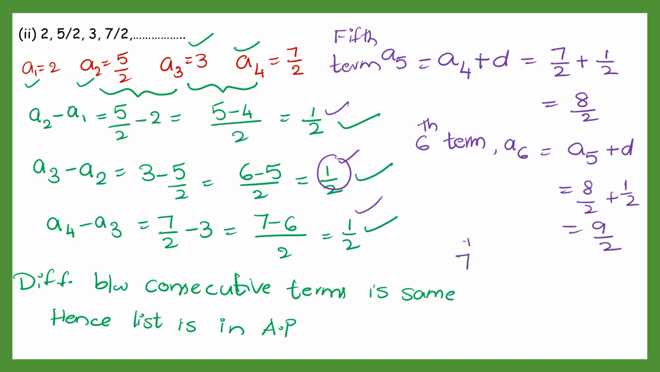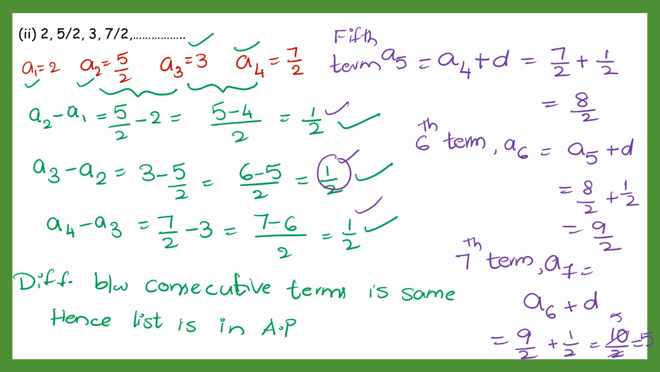Now the seventh term. The seventh term A7 is nothing but the sixth term plus the common difference. So 9 by 2 plus 1 by 2 you get 10 by 2. 10 by 2 is nothing but 5. Here the fifth term you can also write as 2 ones are 2, 2 fours are 8, which is 4. Okay, this is the way to find.